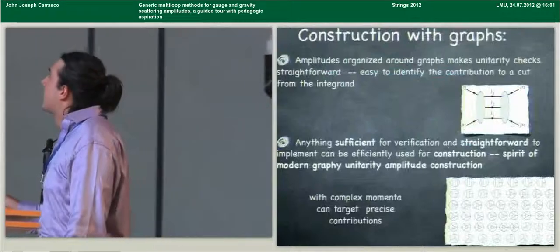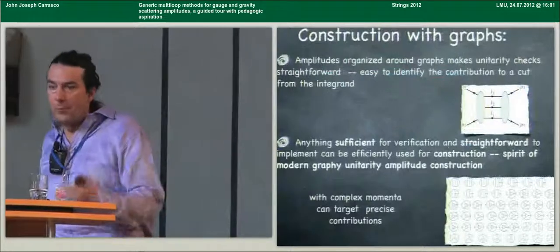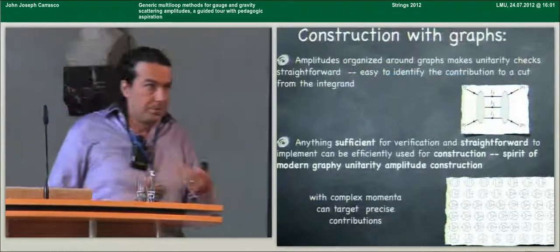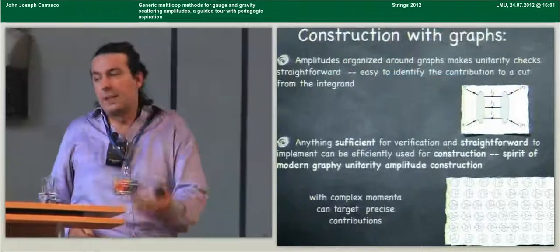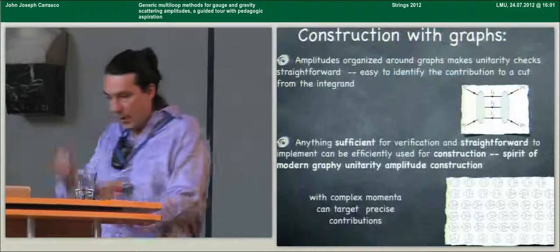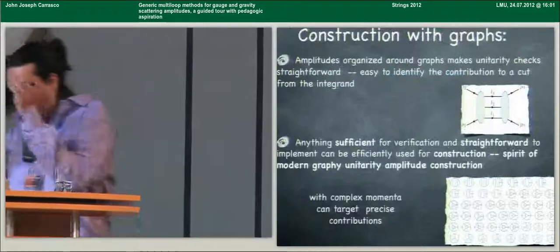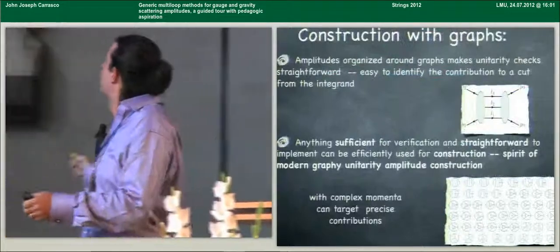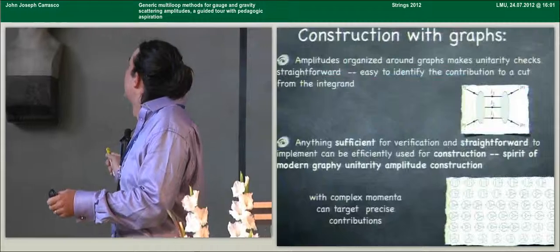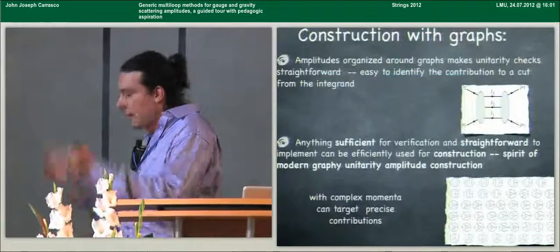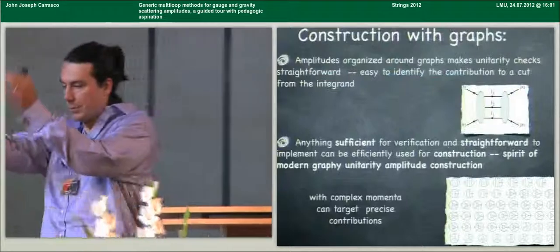Okay, so the construction with graphs. Amplitudes organized around graphs make unitarity cuts straightforward. Using graph isomorphism, it's easy to identify the contribution to a cut from the integrand. So if you have your integrand organized graph by graph, you can look at the topologies that would contribute to this being expanded in all cubic ways and this being expanded in all cubic ways, and only worry about the contributions from those graphs.